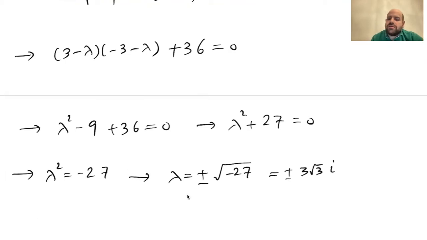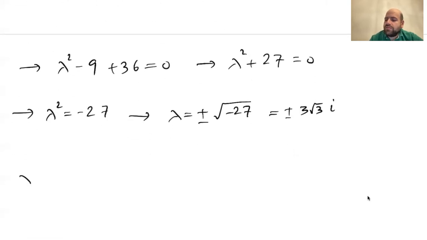Root minus 1 can be written as i, and root 27 can be written as 3 root 3. So I can write the eigenvalues this way. I have two eigenvalues, lambda 1 equals 3 root 3i, and lambda 2 equals minus 3 root 3i, which is, as I expected, the same as lambda 1 bar.